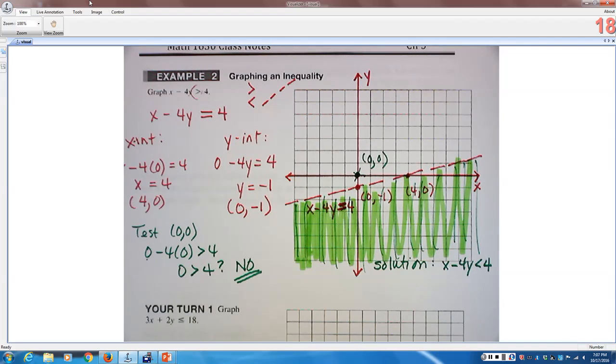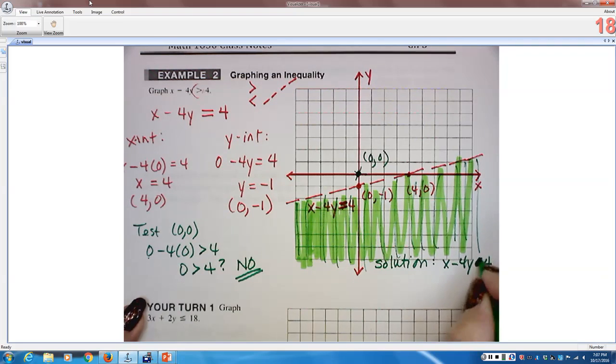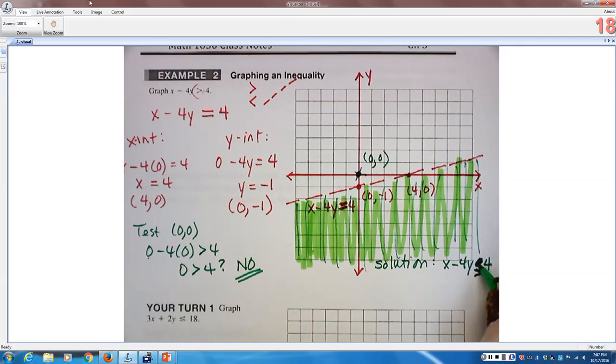Why did you flip the sign? Oh, sorry. I shouldn't have. Always ask. I'm glad you ask. Yeah, I shouldn't have. I just copied it wrong. Okay.